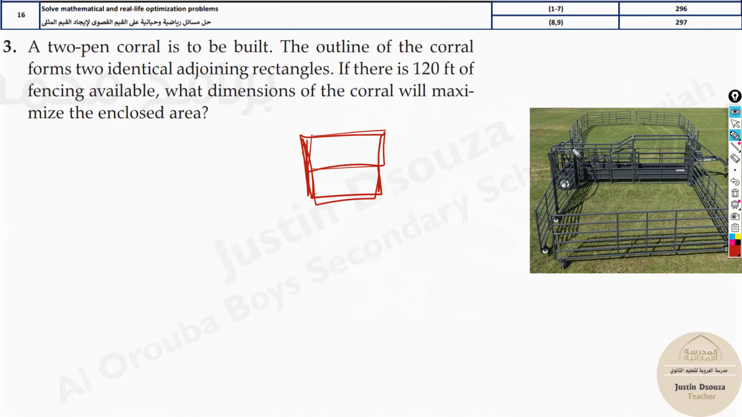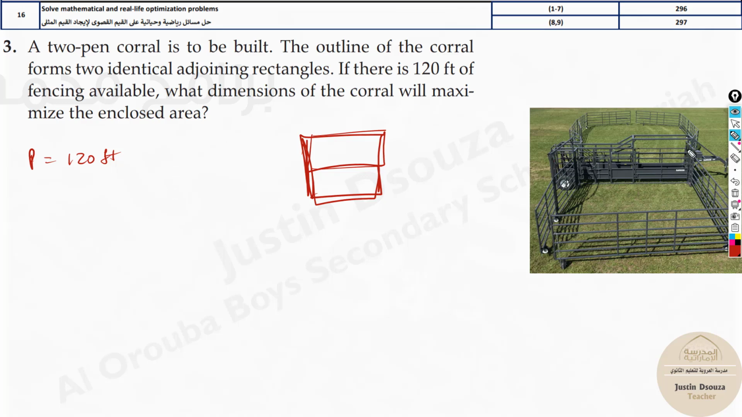Now this is to be built. The outline of the coral forms two identical adjoining rectangles. It is not always the same shape, but the same size, but they have clearly mentioned it's two identical rectangles. If there is 120 feet of fencing available, that means perimeter is told. Perimeter is how much? 120 feet. What dimensions of the coral will maximize the area?